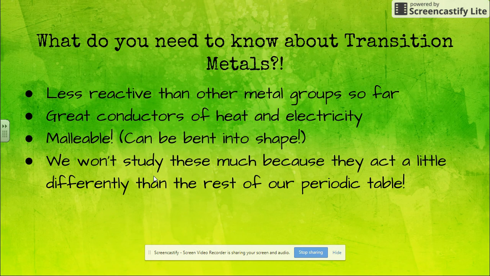We're not going to study much of these. This is going to be, like I've mentioned before, a chemistry topic, but they are important to know for our family groups on the periodic table. So, got a little bit of information about transition metals, and here we go to the next family group.